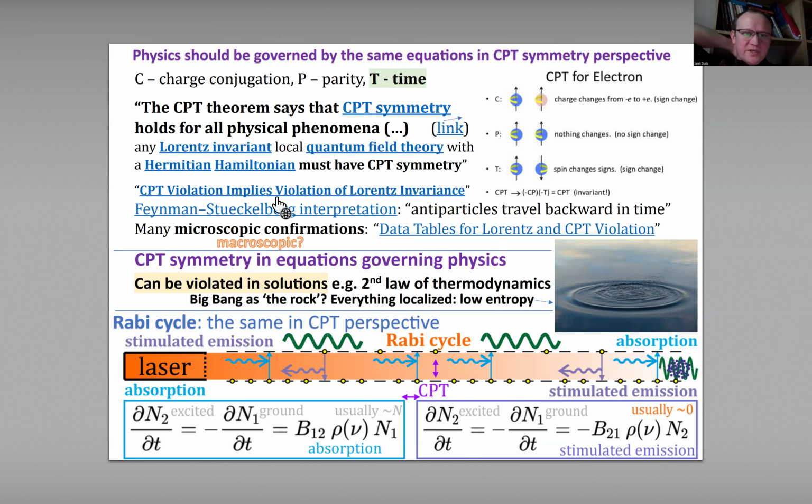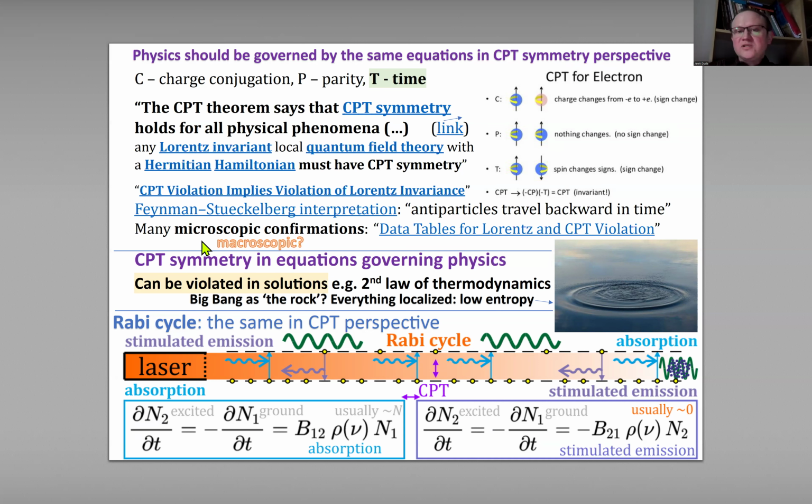There is this Feynman-Stueckelberg interpretation that antiparticles kind of travel back in time. Then there are many experimental tests. Here is a good article. The slides are in the link. But they are all microscopic, for single particles.